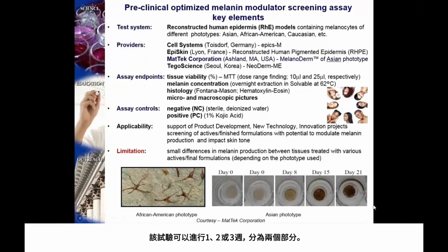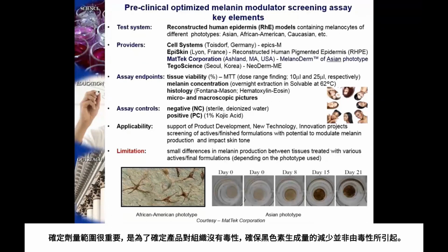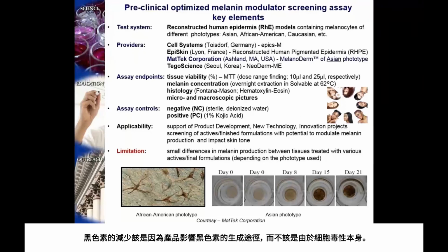The assay can be performed for 1, 2, or 3 weeks, and it has 2 parts. One is a dose range finding that uses 2 different volumes of the product, 10 and 25 microliters, and the other one is a definitive assay that uses the melanin endpoint in addition to the viability. The dose range finding is very important to ensure that the products are not toxic to the tissues, such that any reduction in the melanin production is not due to toxicity. Melanin reduction should be as a result of the product impacting the melanogenic pathway, but not of the cytotoxicity per se.